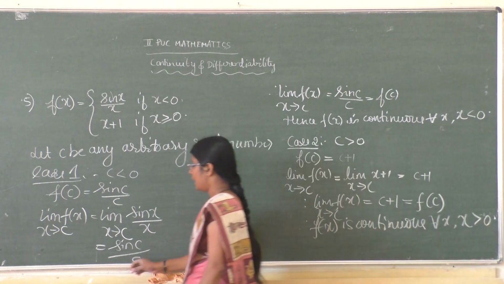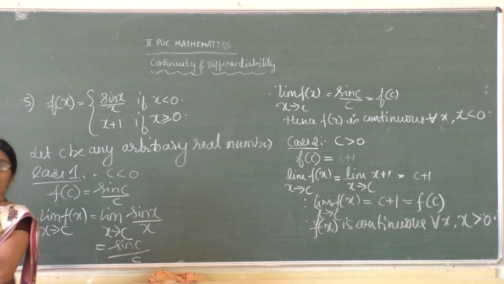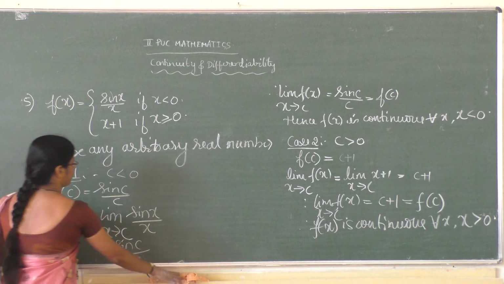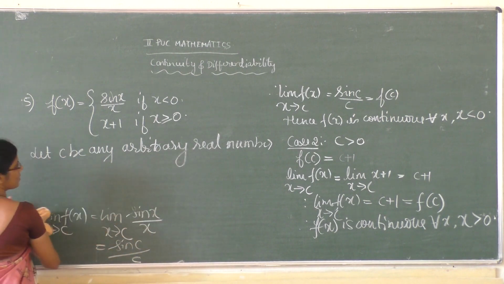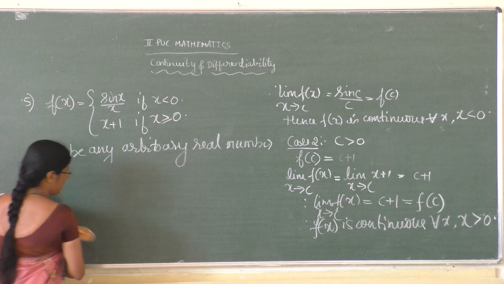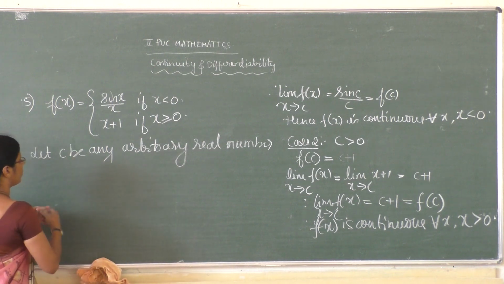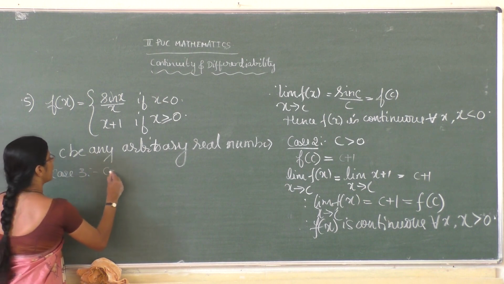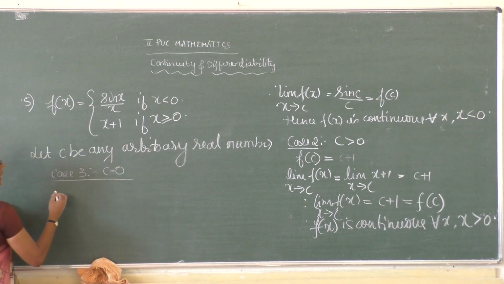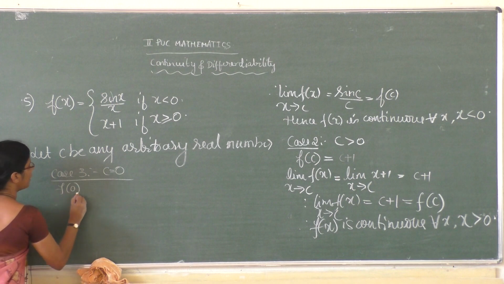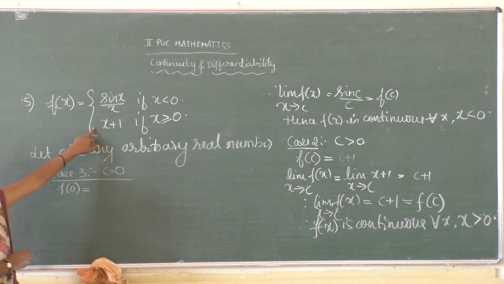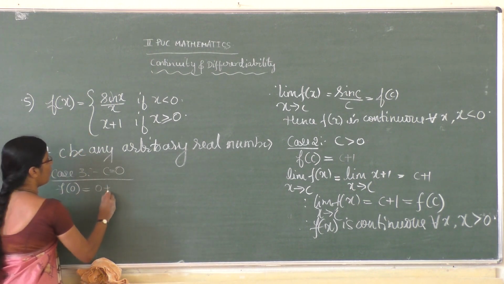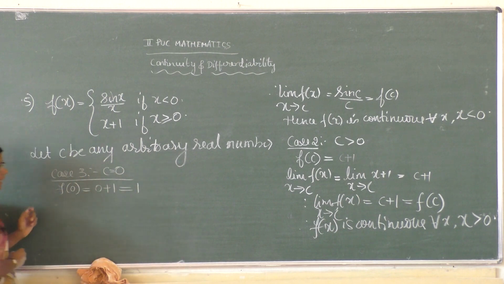Okay, now case 3, c equal to 0. Then f of 0, at this particular point. So f of 0, in the place of x you have to put 0. So you are getting 1.